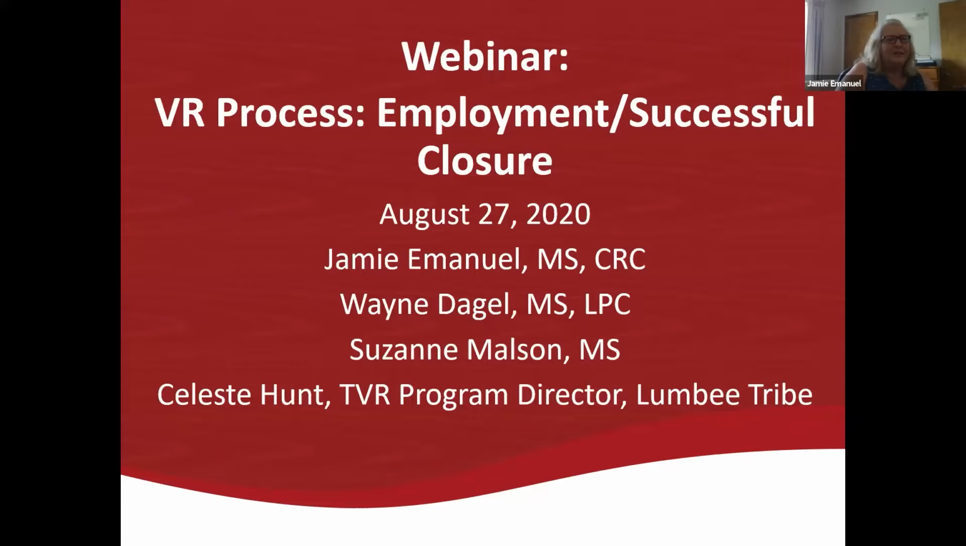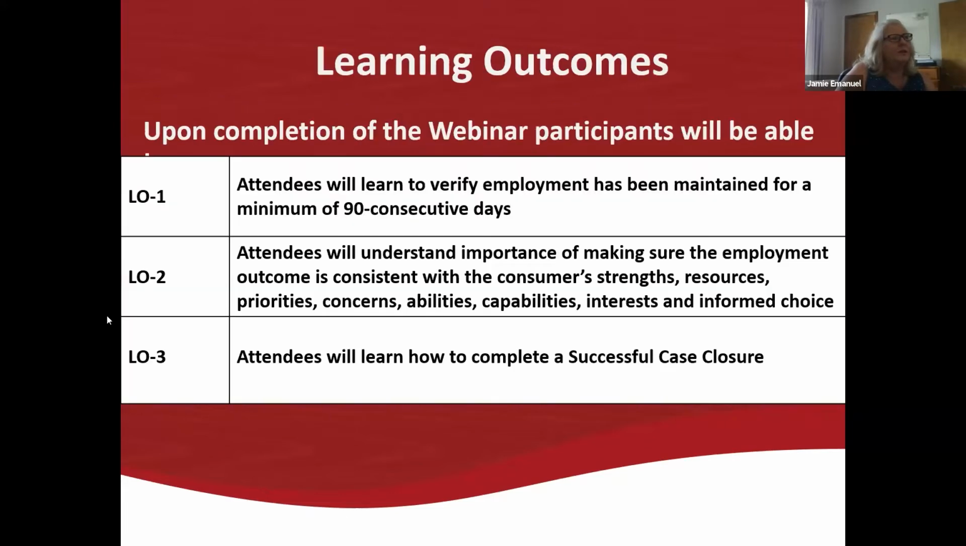We're going to go ahead and look at the learning outcomes for today's webinar. Upon completion of today's webinar, participants will be able to, number one, verify employment has been maintained for a minimum of 90 consecutive days. And we're going to learn how to do that verification.